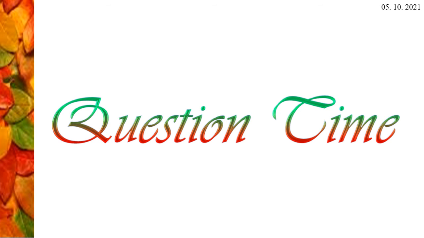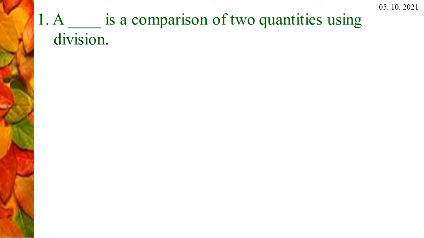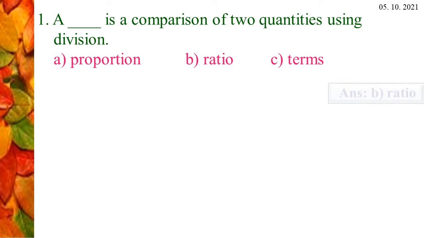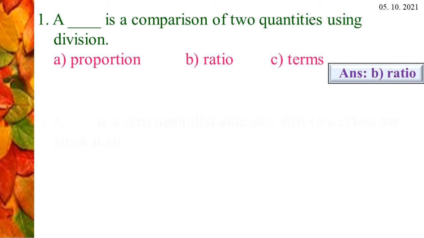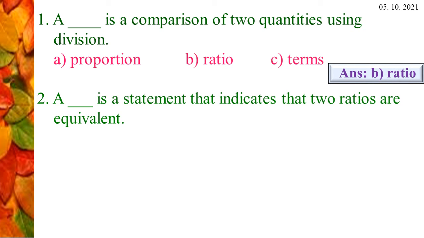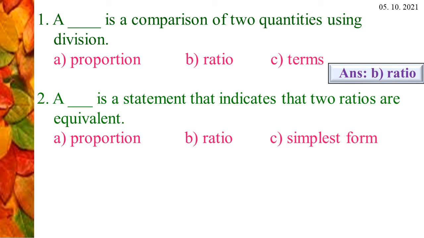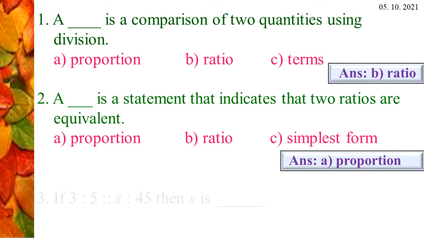Question time. First question, a dash is a comparison of two quantities using division. Option A, proportion. Option B, ratio. Option C, terms. Answer B, ratio. Second question, a dash is a statement that indicates the two ratios are equivalent. Option A, proportion. Option B, ratio. Option C, simplest form. Answer A, proportion.